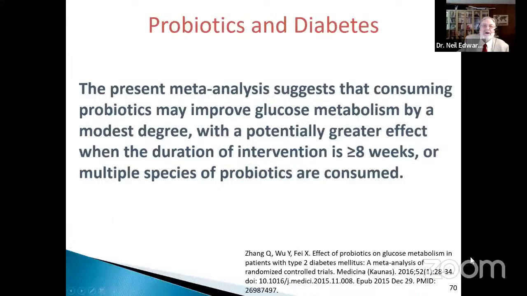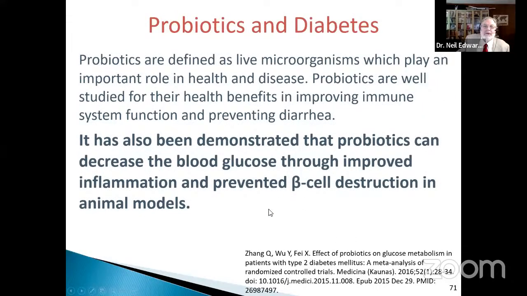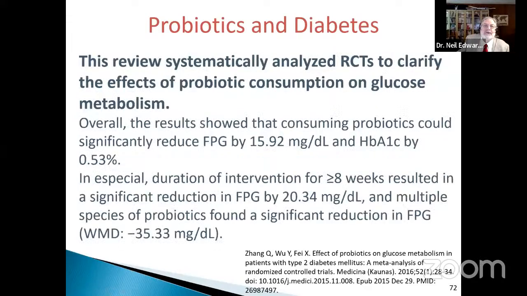Probiotics also have a role. Probiotics improve glucose metabolism with greater effect with a longer duration over about 2 months and multiple species. Probiotics can decrease blood glucose through improved inflammatory controls and preventing beta cell destruction. Consuming probiotics could reduce the fasting blood sugar and the hemoglobin A1C significantly.